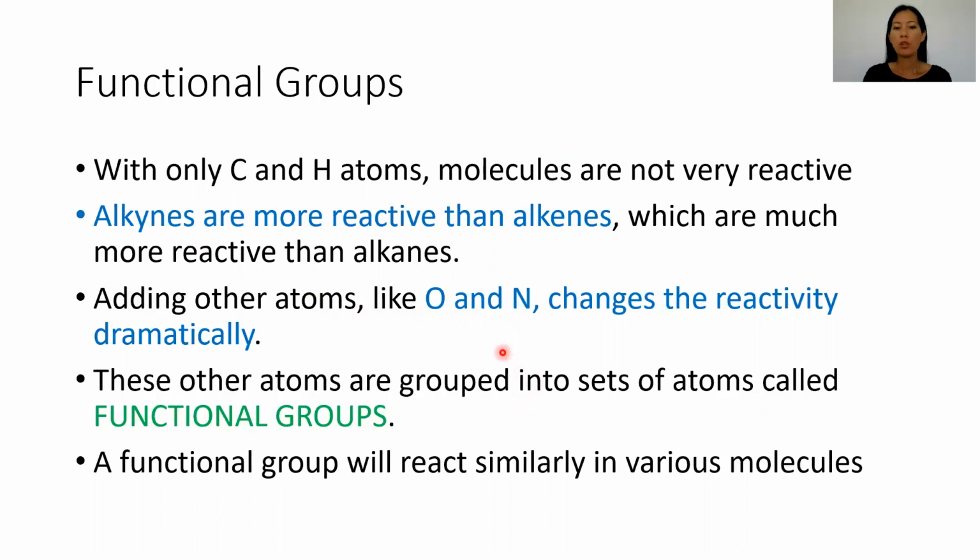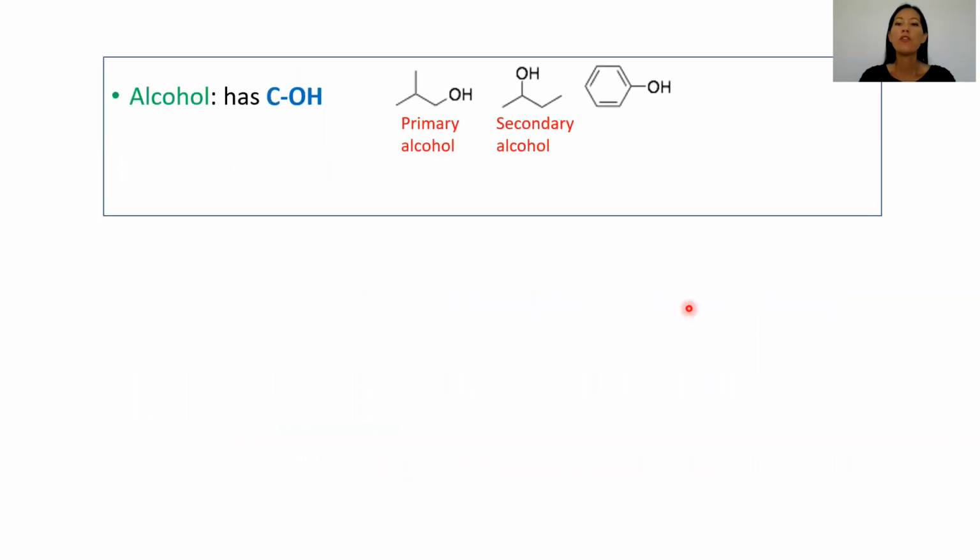When you have these sort of groups, we call those functional groups, and these functional groups are important to identify because they are going to react very similarly across a variety of molecules. So the first group is the alcohol group, C-OH. This is the alcohol that you're familiar with in alcoholic beverages. That would be ethanol, for example, 2 carbons and an OH.